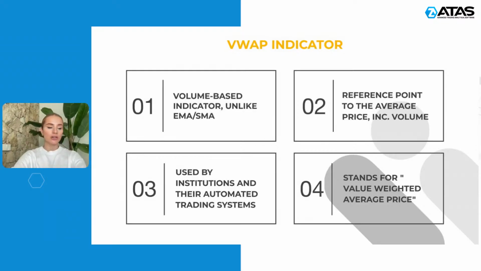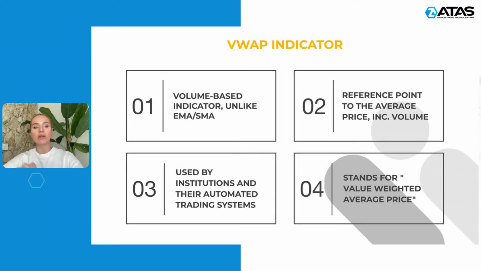which is exactly what is important for us as volume-based traders on the ADAS platform, right? So this means that VWAP tells us basically the average price at which the majority of the volume was traded. Okay, so the average price at which the majority of the money was invested in the market.